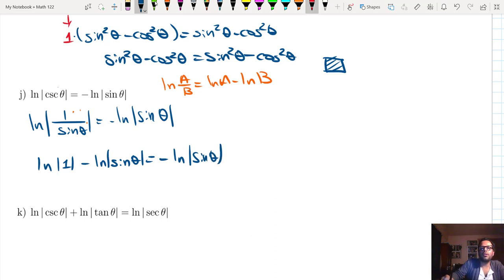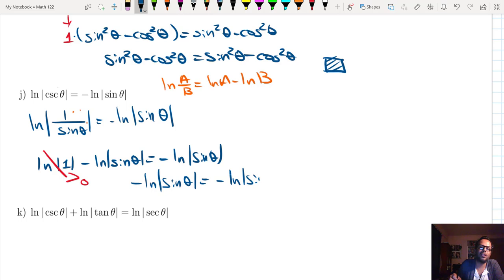All right, but what do we know about ln of 1? The logarithm of the number 1 is 0, whatever the base, and this is negative ln of sine, which equals itself, negative ln of the absolute value of sine. Okay, that's another one. And the grand finale for this section.